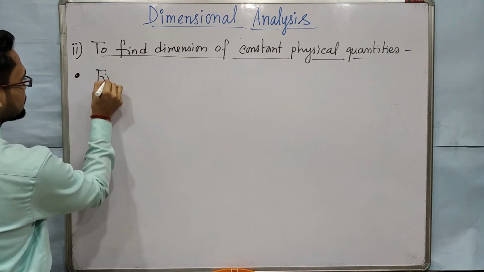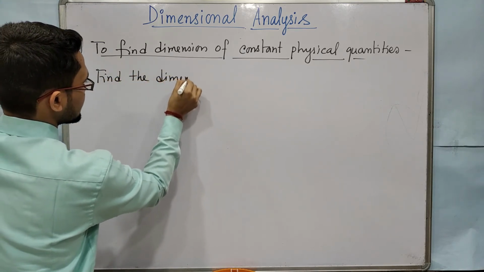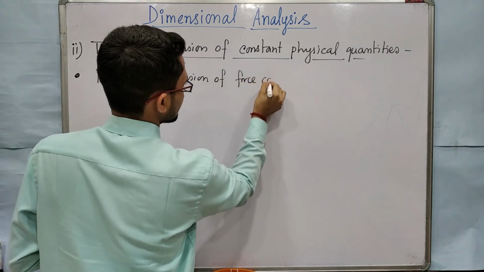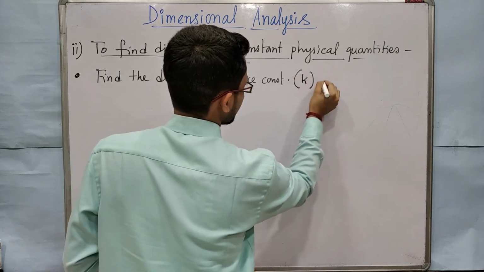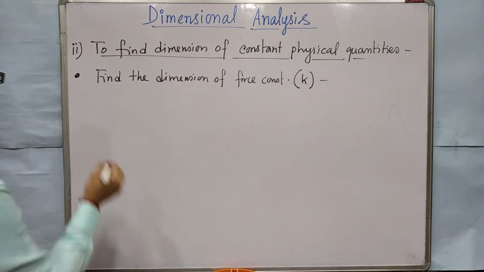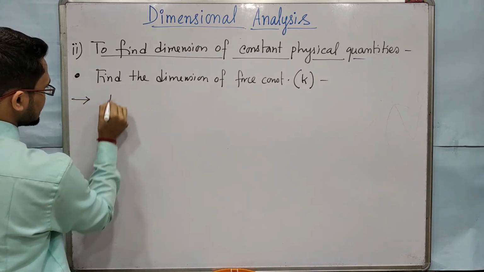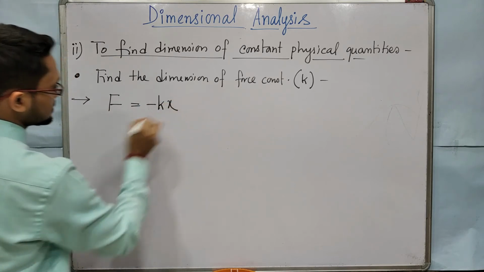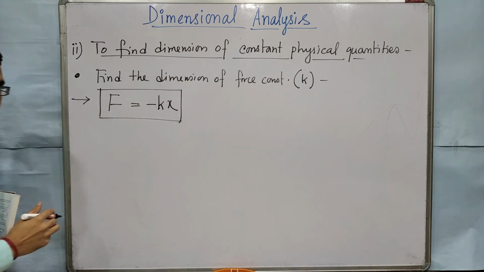find the dimension of force constant. Force constant is written by small k. So what is the equation related to that force constant? The equation is Hooke's law, that is F is equal to minus kx. This is the proper equation. Okay, F is equal to minus kx.